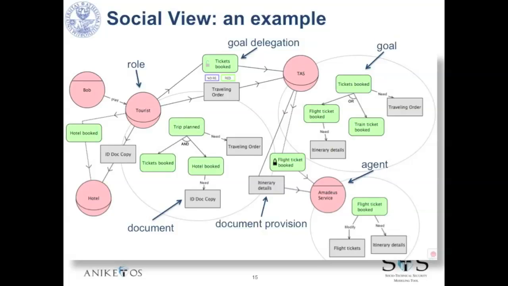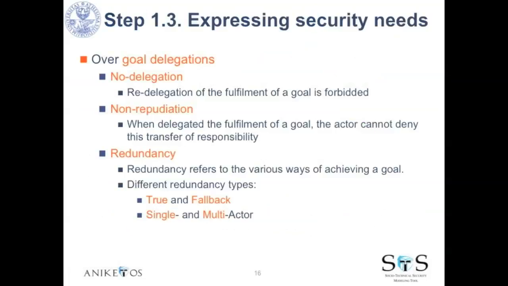And lastly, the third type of security need we support here in the social view is that of redundancy, which, especially for critical goals or goals one wants to be sure to achieve, might require redundancy, because redundancy offers various ways to achieve a goal. What is important for you is to keep in mind this kind of redundancy, but it might be interesting for you that we support 4 different kinds of redundancy.